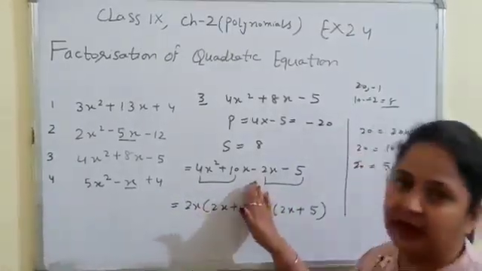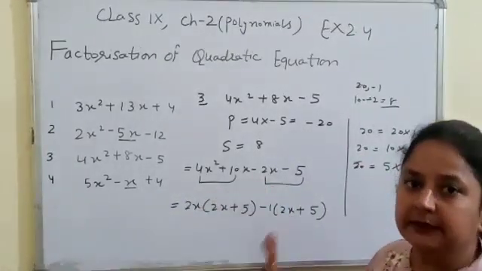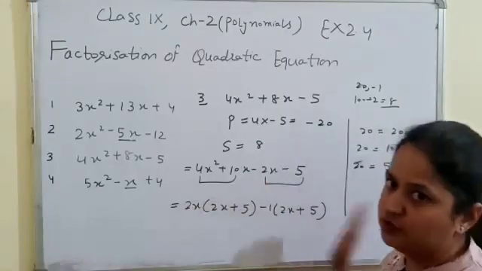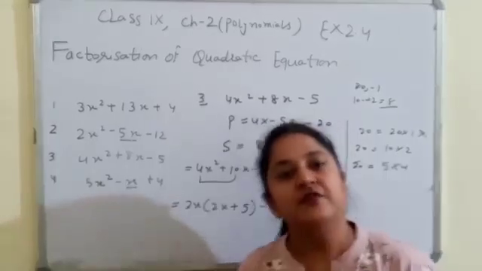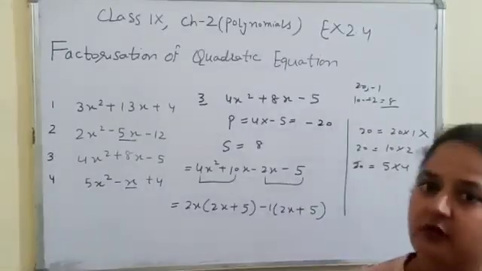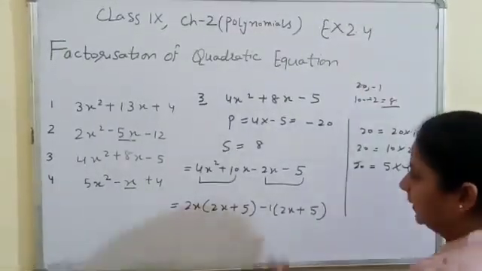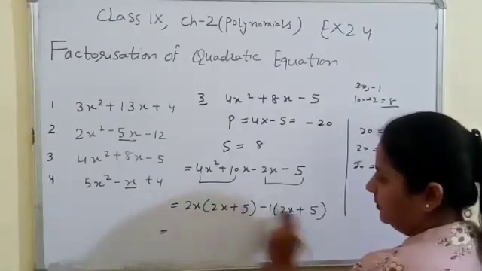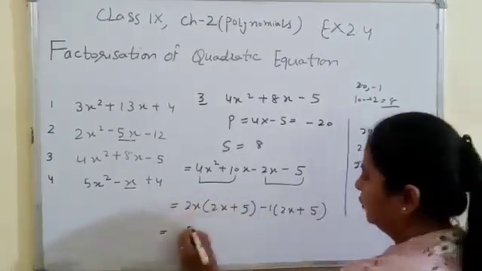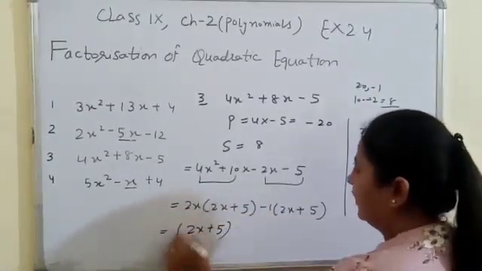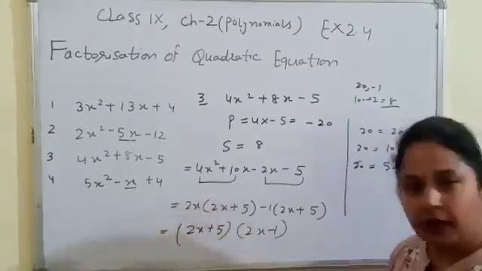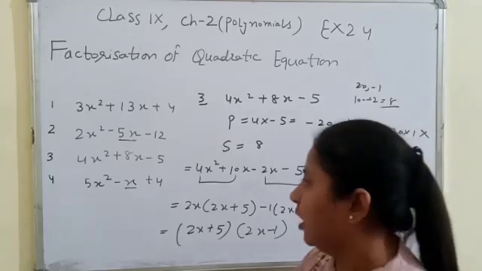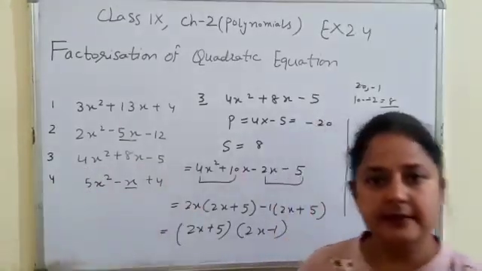When we take the minus 1 common, then the sign for the next term should be changed. If it is negative, you will convert it into the positive form. If it is positive, then you will convert it into the negative. Signs are the same, values are the same. So we can take 2x plus 5 common. We have left 2x minus 1. Now this is the third case in which the first two terms are positive and the third one is negative.